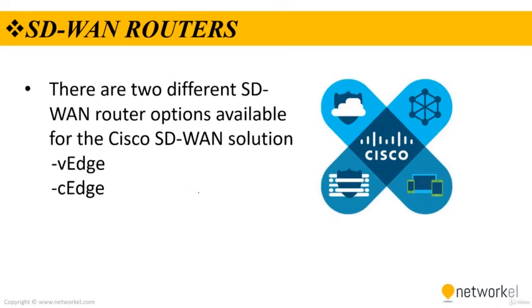SD-WAN routers support standard router features such as OSPF, BGP, QoS, and routing policies, in addition to SD-WAN overlay control and data plane functions. There are two different SD-WAN router options available for Cisco SD-WAN, and they are vEdge and cEdge. vEdge is the original Viptela platform using Viptela software, and cEdge is the Viptela software integrated with Cisco IOS XE.